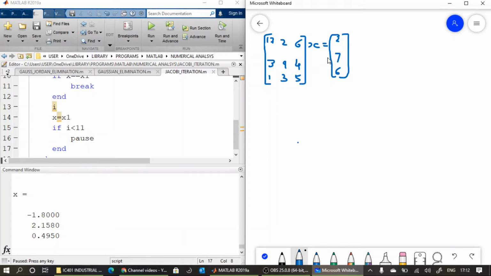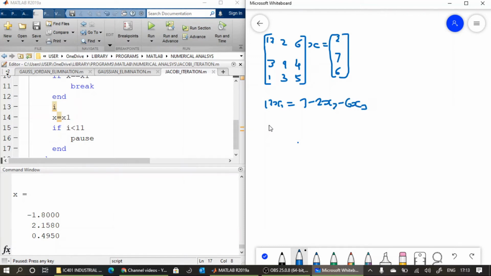Okay, so here this is the given system. Now what we have to do is modify this, keeping the diagonal element and shifting all other elements to the right hand side. So we have 17x1 equal to 2 minus 2x2 minus 6x3, right?